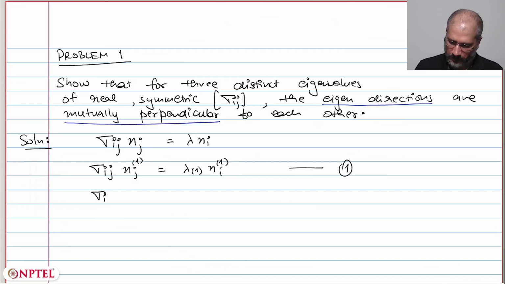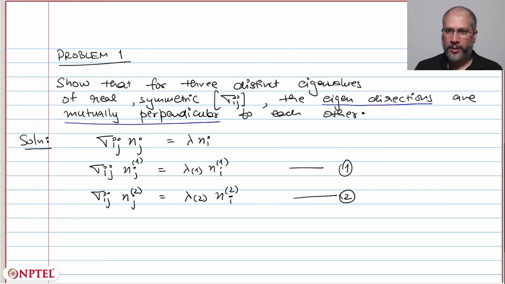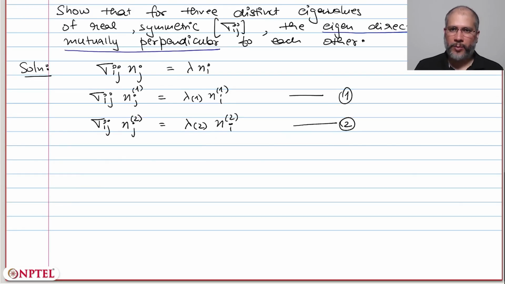In the second one, we'll write for the direction n2, which becomes sigma ij n2j equals lambda 2 times n2i. So the goal here is that we'll take 2 arbitrary directions and show that they are perpendicular to each other, and if that holds, then any 2 directions will be perpendicular because these 2 choices in the beginning are arbitrary. So we'll multiply 1 by n2i.